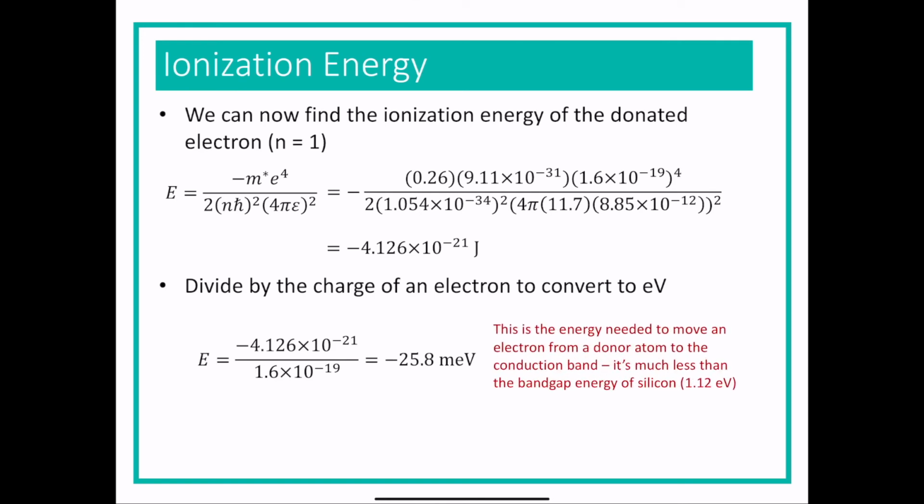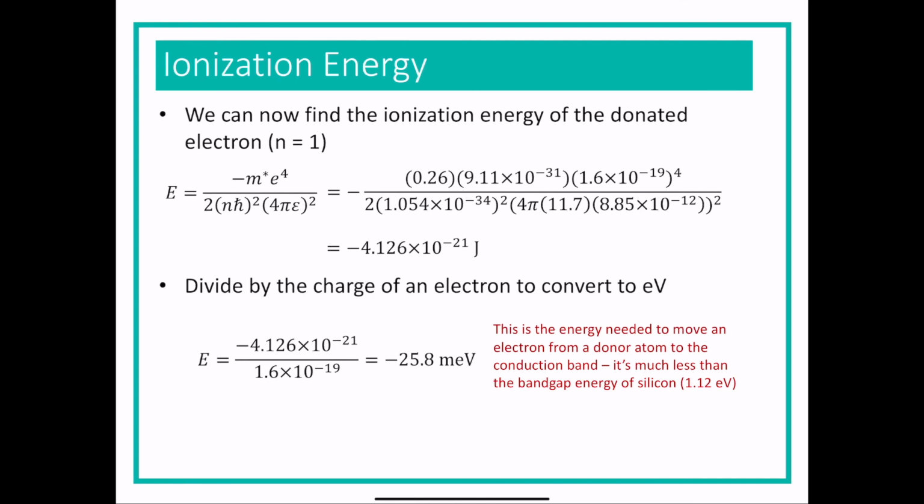The energy from the valence band to the conduction band in silicon is 1.12 electron volts. This value of energy is like 0.025 or 0.026 electron volts, which means that it's hardly anything. It'll just go. So that's why donor electrons go into the conduction band easier, because it's just such a small amount of energy that's actually needed.